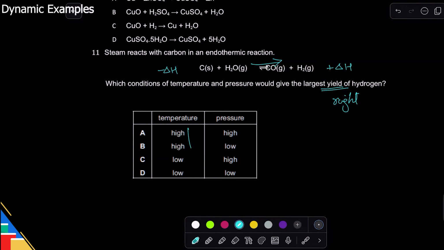Now let's look at pressure. Remember, pressure depends on gaseous moles. How many gaseous moles do we have on the left side? On the left side, we have one gaseous mole, and on the right side, we have two gaseous moles. So which side produces more pressure? Right side. Very good. So if we increase the pressure, which side does equilibrium go to? Left side. Very good. So we should decrease the pressure, so equilibrium goes to the right side. So B is the answer.